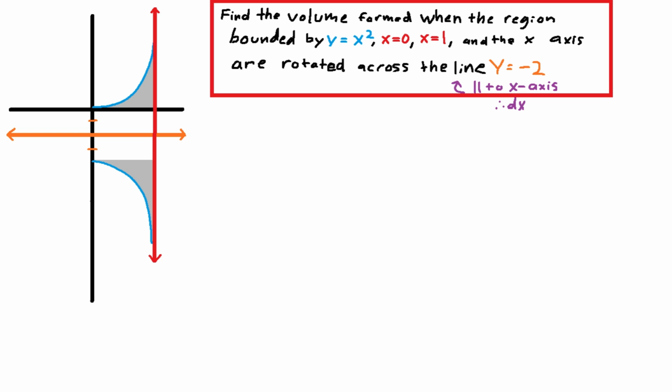This is our last problem for the video. This is a bit of a shorter one. Find the volume formed when the region bounded by y equals x squared, x equals 0, x equals 1, and the x-axis are rotated across the line y equals negative 2.